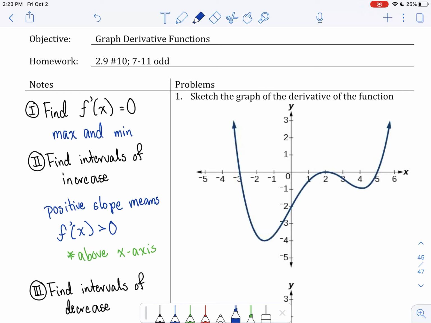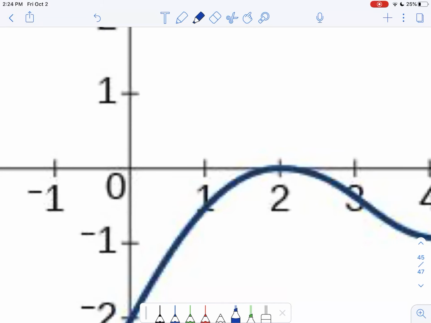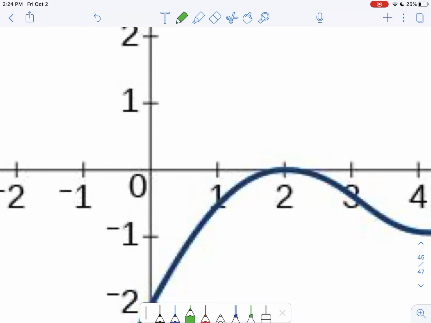Here you'll notice it says sketch the graph of the derivative of the function. So really similar to what we had been doing previously, but now we're going to give a little less guidance and we're going to have to work a little bit more independently. So the first thing that we're going to do is I'm going to recommend that you find where f prime of x equals 0. If you remember that from our last lesson, that means that we're looking at the max and min, since we're looking for where the slope is completely flat.